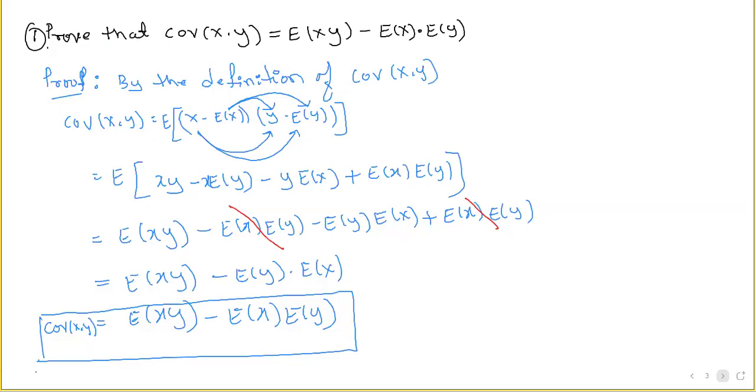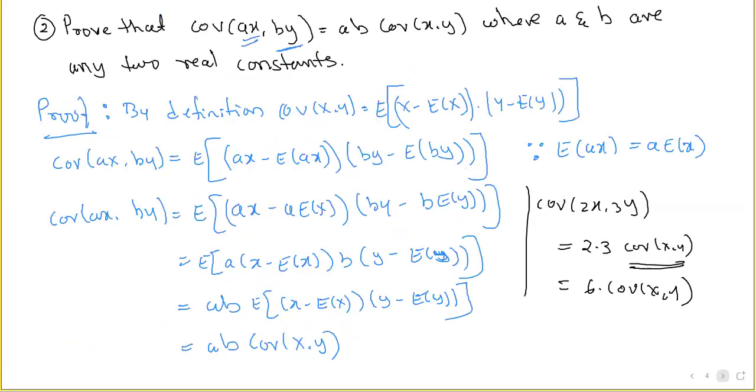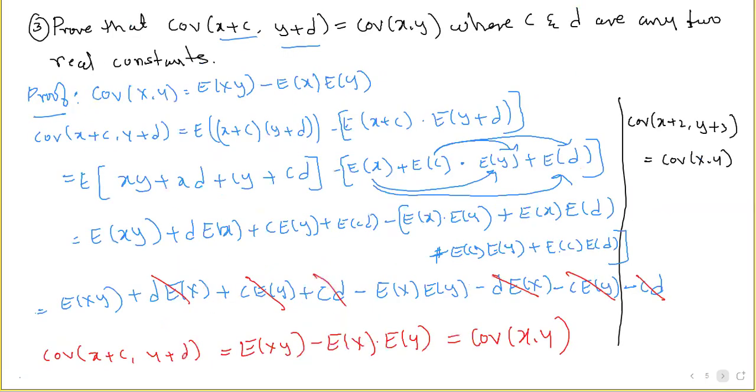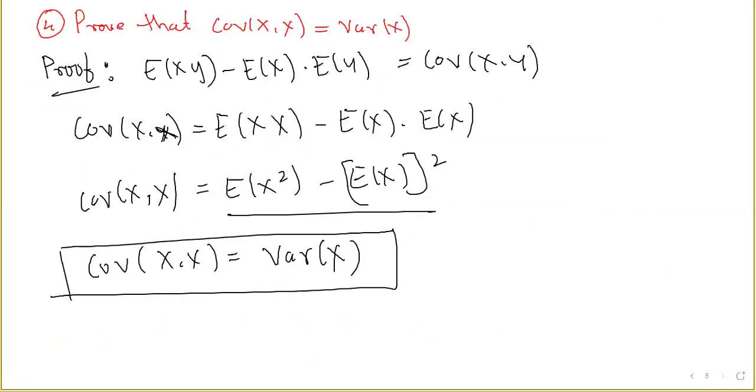Next, the second theorem is covariance of ax comma by equal to ab into covariance of xy. The third theorem is covariance of x plus d comma y plus d equal to covariance of xy. Then the fourth theorem is covariance of x comma x equal to variance of x. So now whatever we discussed up to here, I will just summarize. Summary on covariance.